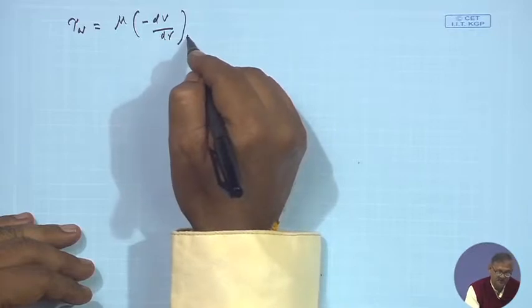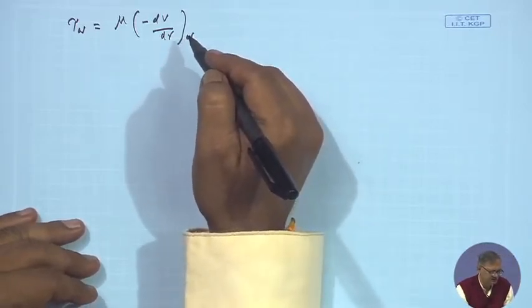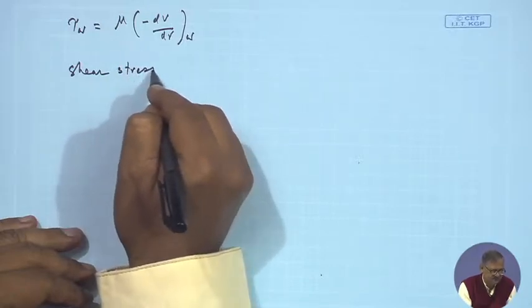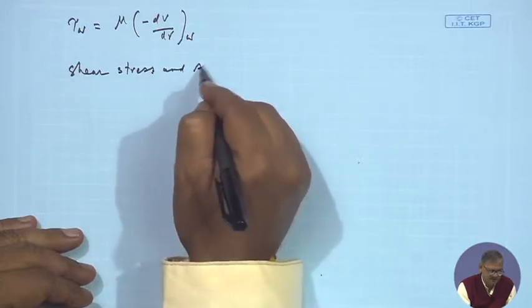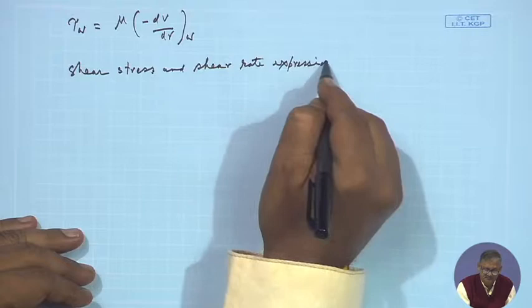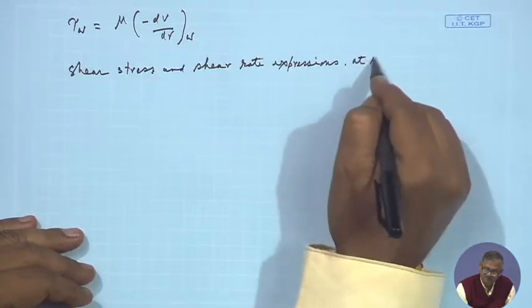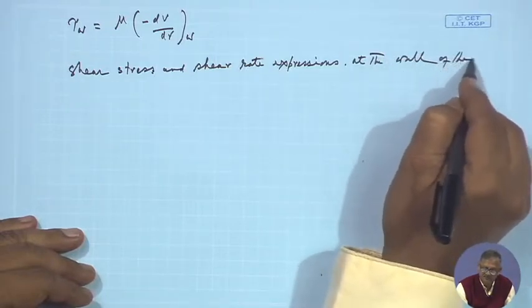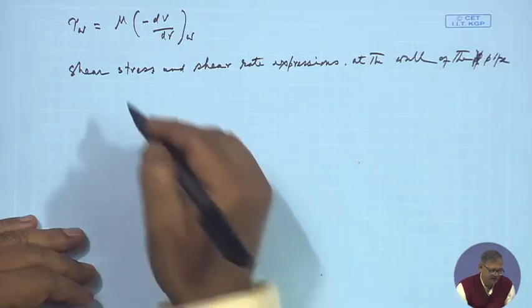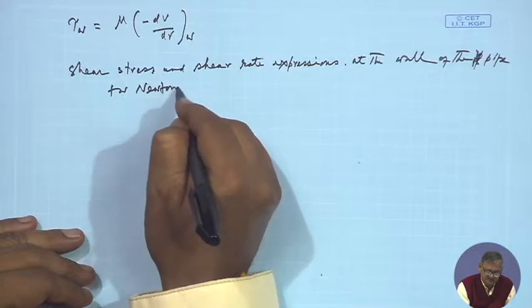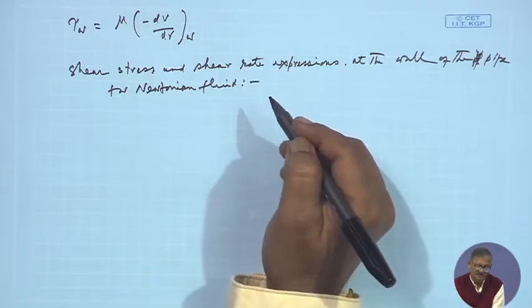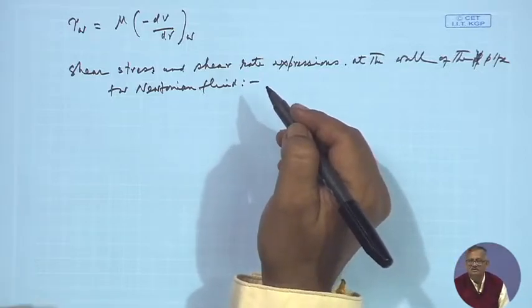at the wall, right. So, let us use the shear stress and shear rate expressions at the wall of the pipe, for Newtonian fluids, and if we do Newtonian, from that analogy we can also find out for the non-Newtonian, right.